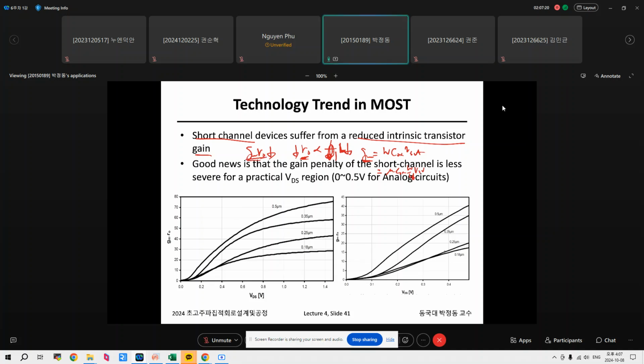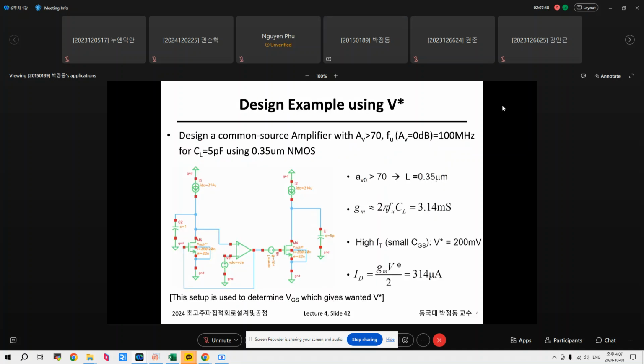So as can be seen here, right? It reduced. But the good thing is that, as I said before, if VDS is getting smaller and smaller, the difference is not that big. Okay, that's why we still can design analog circuits with a scaled device.